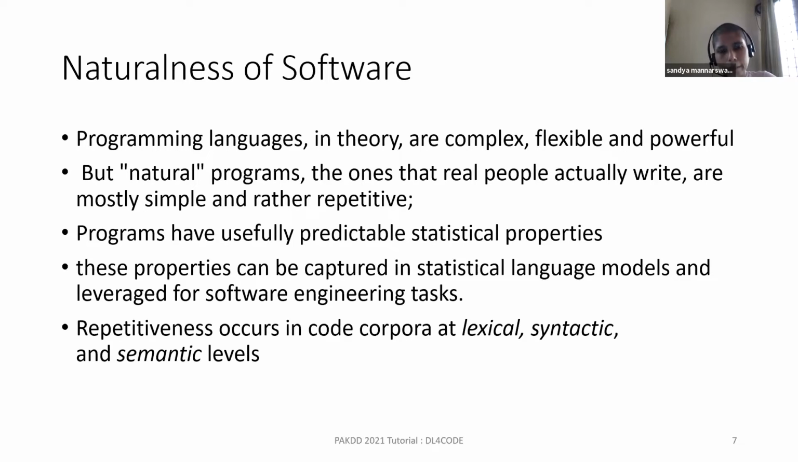If you look at it in theory, programming languages are very complex, right? They have considerable capabilities. You can use them in many different ways. They are highly flexible, but at the same time quite complex. So the question that stares at us is, are they amenable to statistical NLP techniques? But when you actually look at natural programs, by that I mean the actual programs that human beings write, they are found to be empirically simple and rather repetitive.